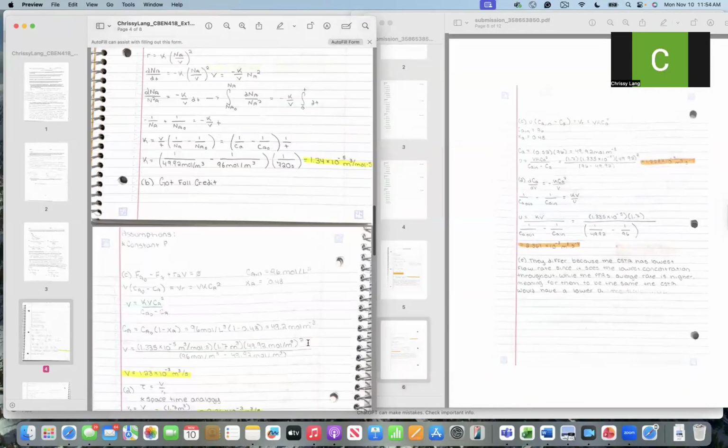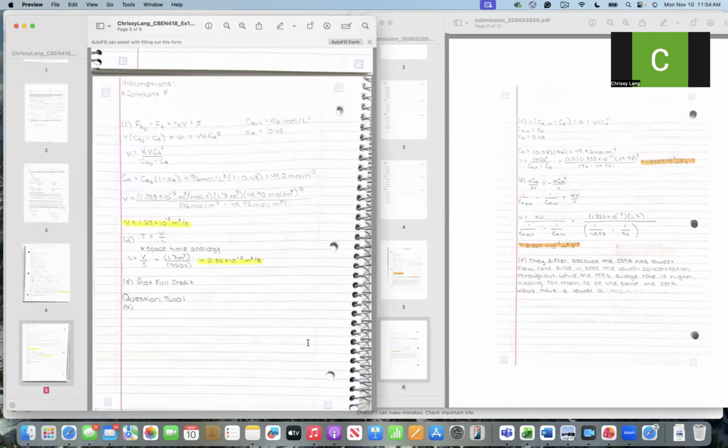Moving on to parts C, D, and E. E, I got full credit for. For the CSTR in part C, I correctly apply the steady state mole balance, FA naught minus FA plus RAV equals 0, and then I use X of A equal to 0.48, and solve for the required volumetric flow rate with consistent units. For the PFR in part D.